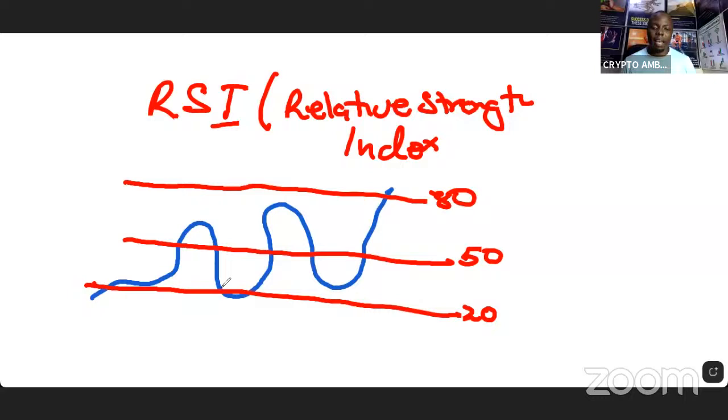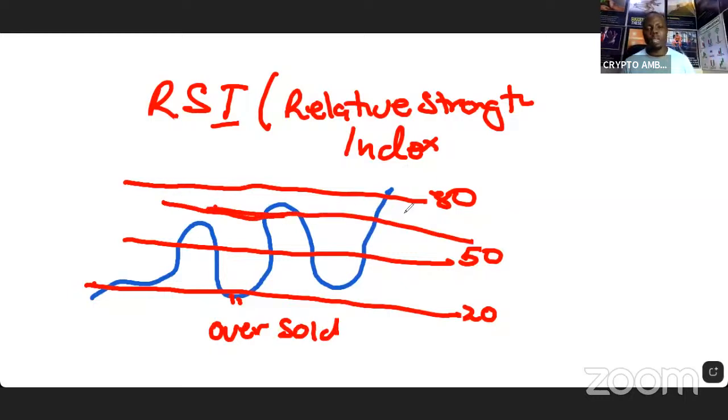Now this area here, when it is below 20, this coin has entered what we call oversold. And when it is in this area here, just coming near to 80 or 80 and above, we say it has been overbought. What I'm teaching is practical when I'm going to share my screen. So this is the RSI.